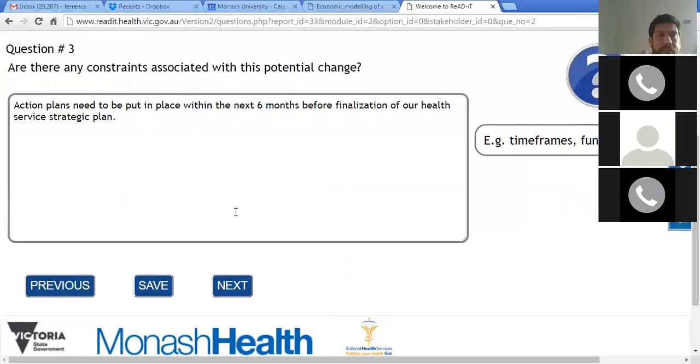So question 3, are there any constraints associated with this potential change? The response that I've put in here is that action plans need to be put in place within the next 6 months before the finalisation of our health service strategic plan. That's important information for some decision makers to be aware of when considering this decision.